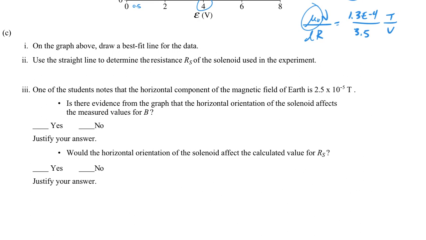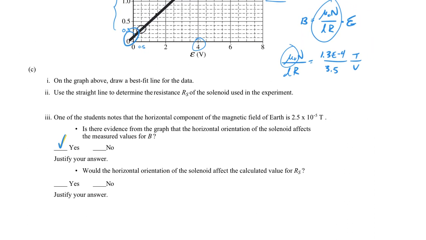One of the students notes that the horizontal component of the magnetic field is 2.5 times 10 to the negative fifth Tesla. Is there evidence from the graph that the horizontal orientation of the solenoid affects the measured values for B? Yes. It's because I would expect the magnetic field to go to 0 for 0 volts, and it doesn't, right? I have a y-intercept. That y-intercept suggests that there's a magnetic field there even when the voltage is 0. Do you guys follow what I'm saying? So that's pretty straightforward.